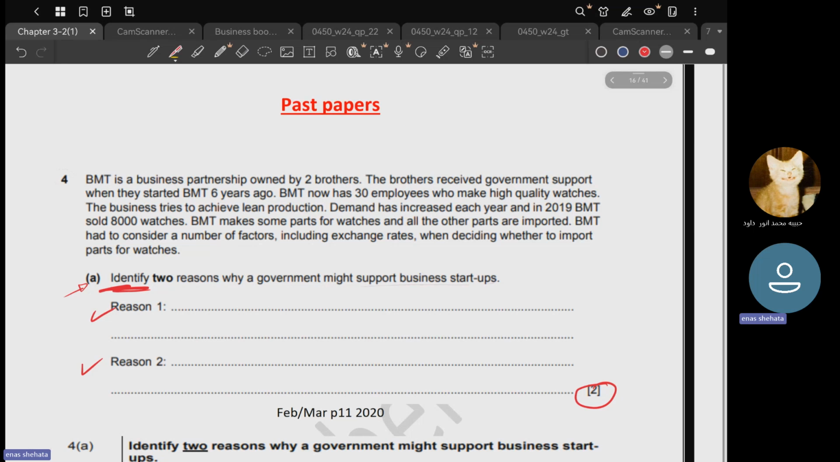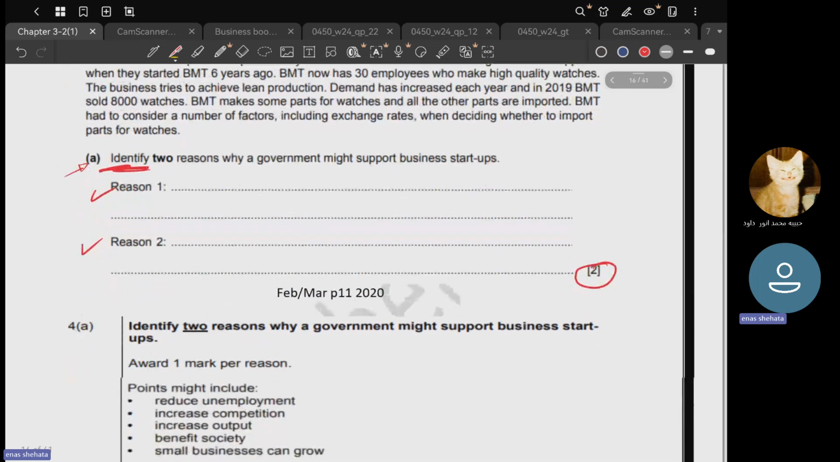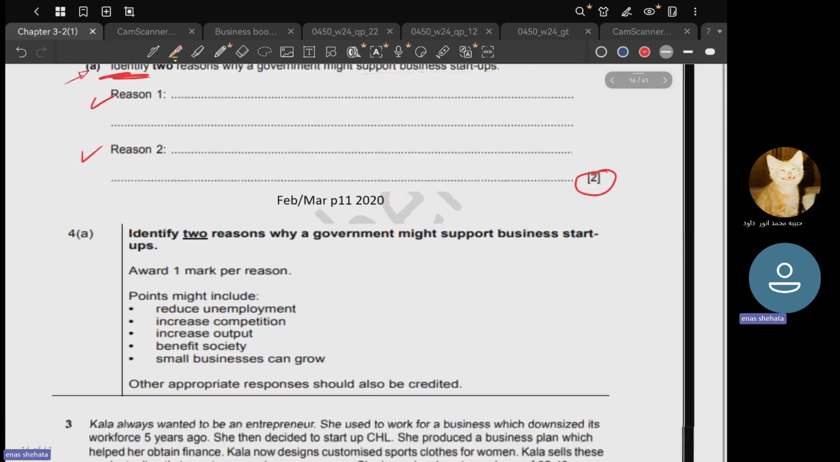We said it. Why? To decrease unemployment, to grow further, to have high output, to increase competition, benefit society. Small business can grow. So you can write any 2 of them, each one by 1 mark.